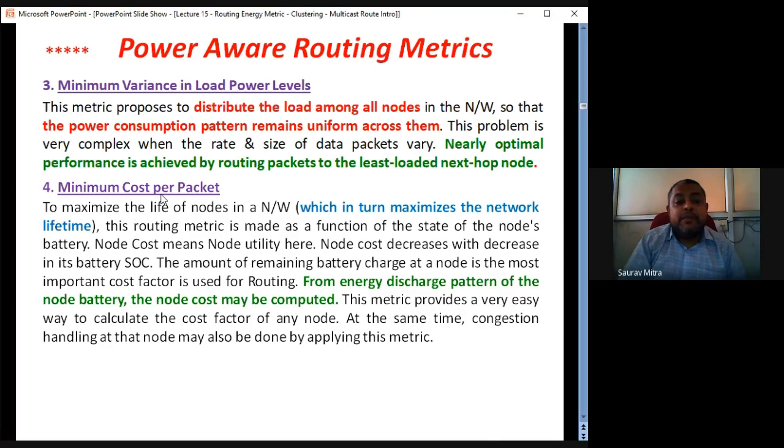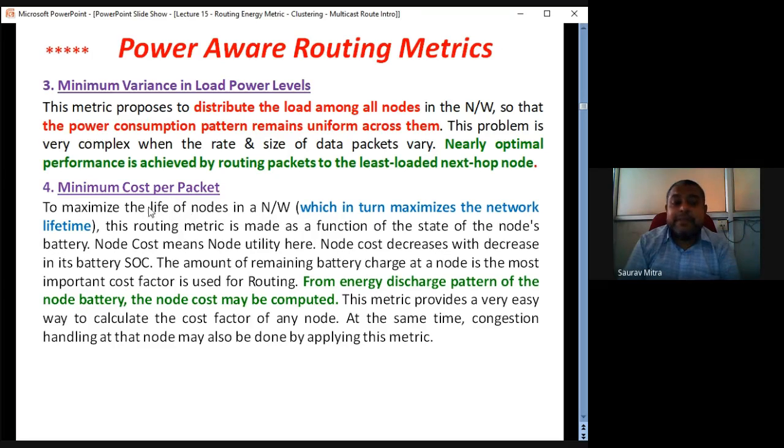The fourth point is minimum cost per packet. Here cost does not mean money. Here cost means energy cost, and the energy cost should be as low as possible, to maximize the life of the nodes in a network, which in turn maximizes the network lifetime. A very important line: how does node lifetime increase? By reducing battery power wastage. If node lifetime increases, that will maximize the network lifetime. So the same network we should be able to use for a longer period of time.